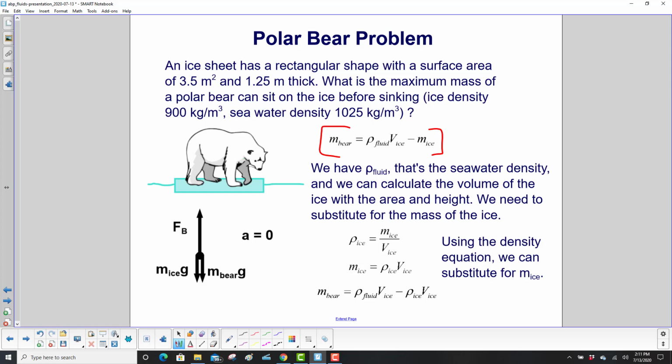We have the rho of the fluid, the density of the fluid. That's the seawater density, right there. And we can calculate the volume of the ice with the area and height that we're given. We need to substitute, though, for the mass of the ice, right? So rho ice is equal to the mass of the ice over the volume of the ice. So the mass of the ice is rho ice times volume of ice. And that brings us to this equation now. Okay, so there's the ice right there.